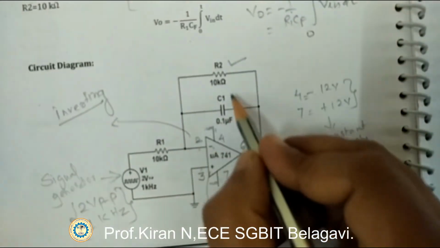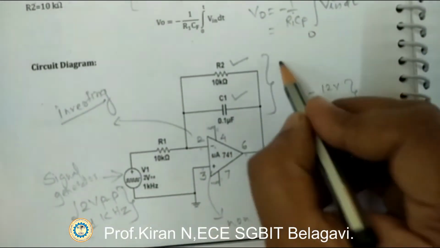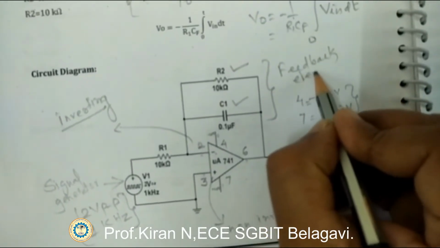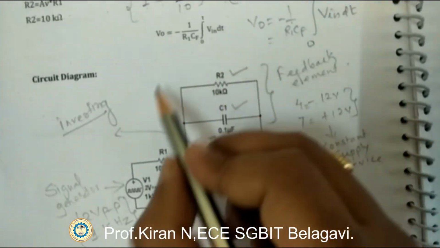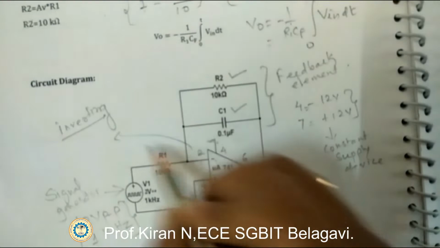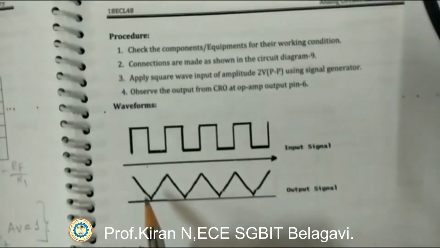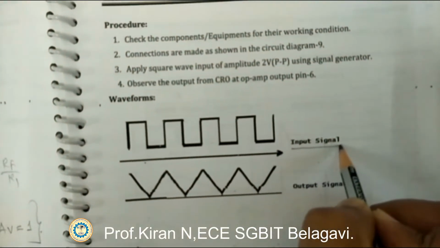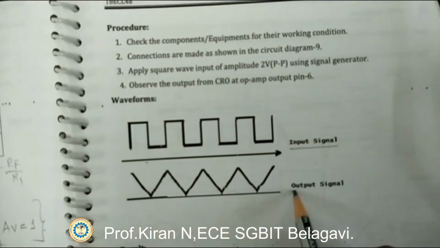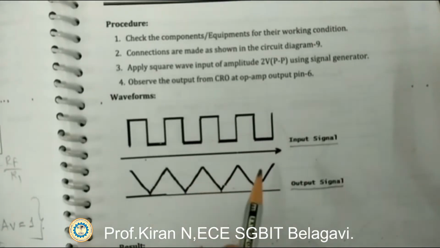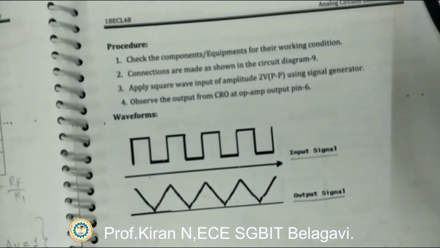Now these R2 and C1 are feedback elements, which are going to decide the output of the integrator circuit. So here are the waveforms that we need to observe. We are providing a square wave as the input voltage and we are getting the output signal as a triangular waveform. Now let us see the circuit part.